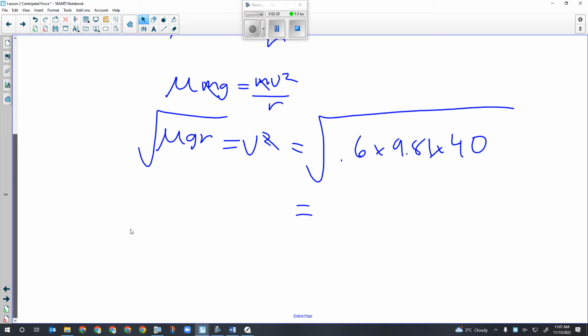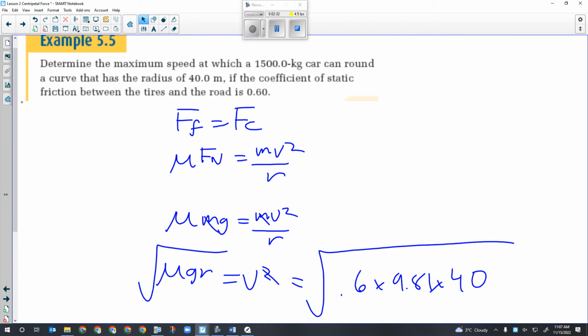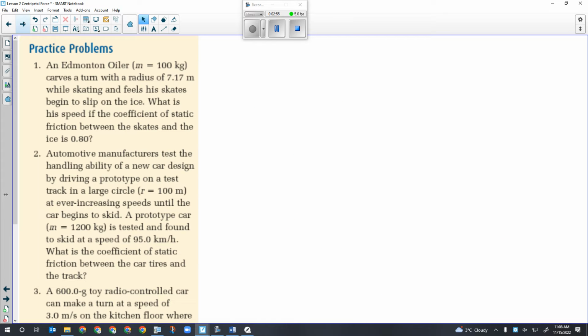How come you wouldn't use the formula v equals 2 pi r over t? Because I don't have t. Can't you calculate 1 over the force? No, that's 1 over frequency. Frequency, not friction, but okay. Does that make sense? Yeah.